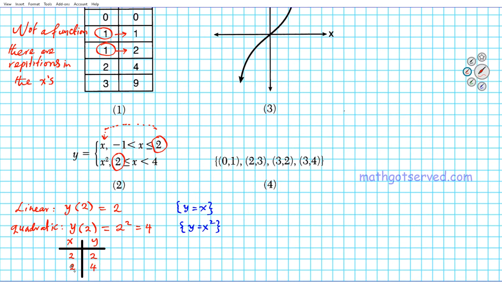Had it been that on the second one, x equals 2 and y is equal to 2 also, that would be a perfect overlap, okay? That would be a function. Or if both of them are 4s or 2s, then that would work, okay?